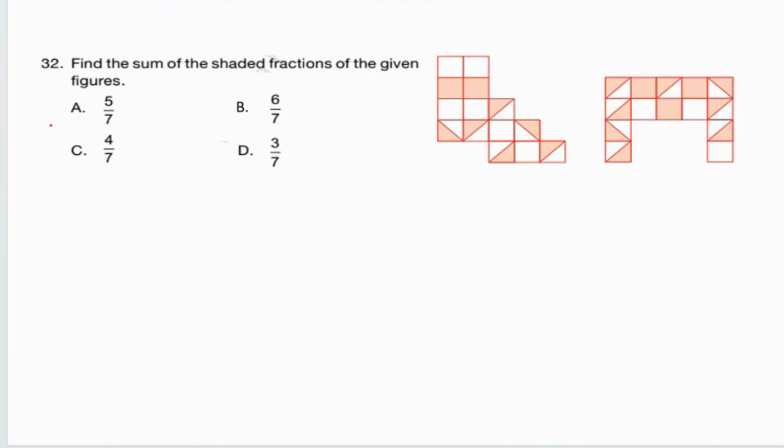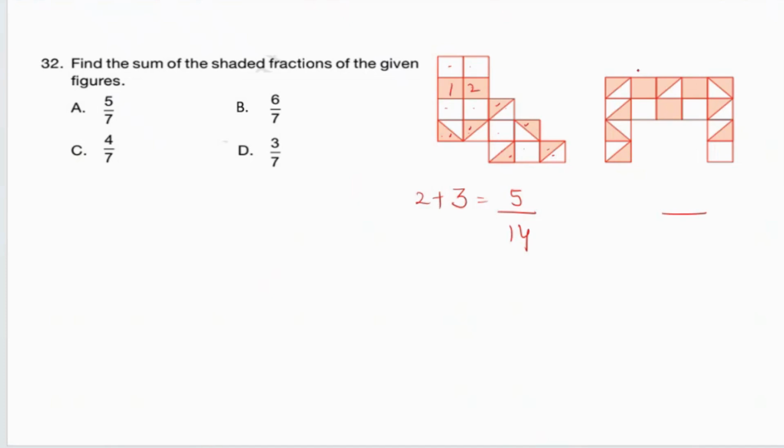Coming to the next one. Find the sum of the shaded fraction of the given figure. I have to count the shaded fraction in the first part, then the second part, and then add them because 2 figures are given. First I will count the full squares. 1, 2. 2 full squares are there. How many halves? 1, 2, 3, 4, 5, 6. 6 halves means 3 full. So total shaded in this figure are 5 out of the total, which is 14. That's 5 by 14.